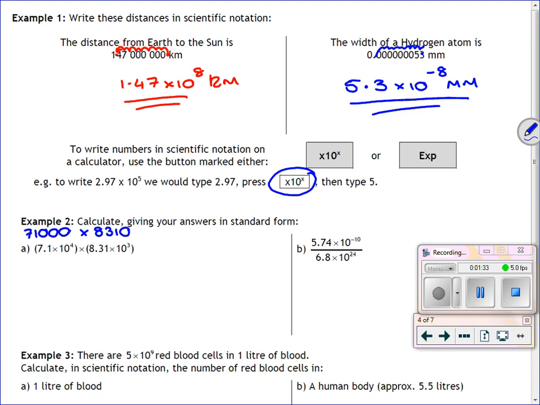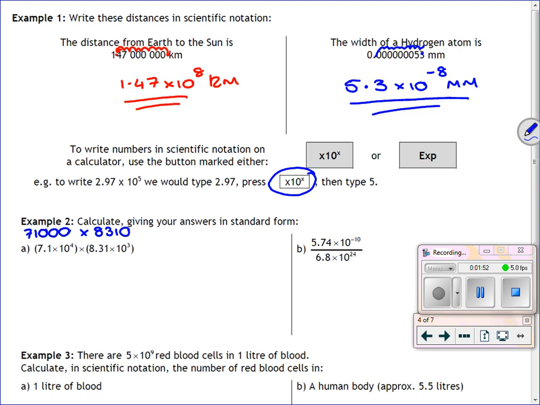7.1 times 10 to the power 4 is 71,000. 8.31 times 10 to the power 3 is 8,310. So that's just to illustrate for you what we're doing here. You don't have to put it into normal form to do this at all. It's just to illustrate for you.